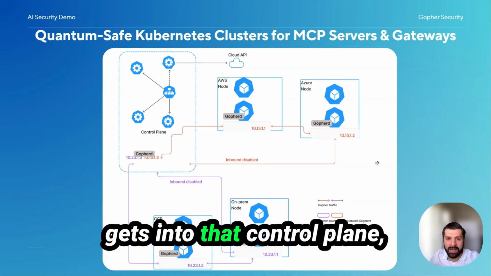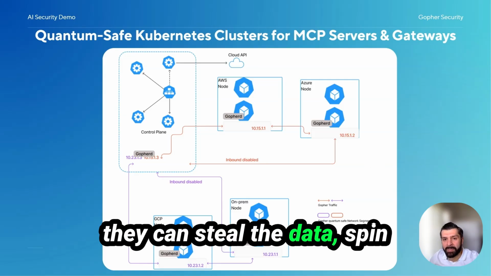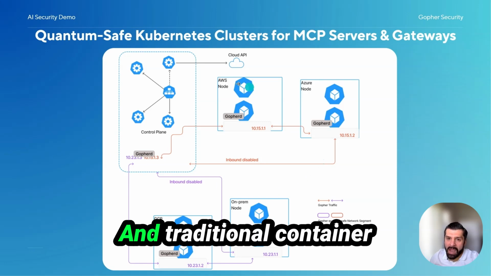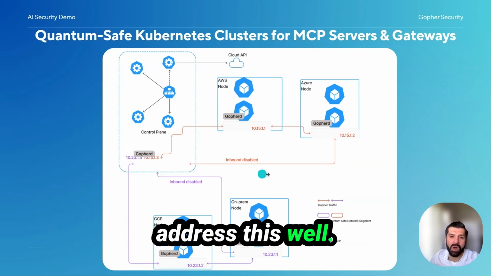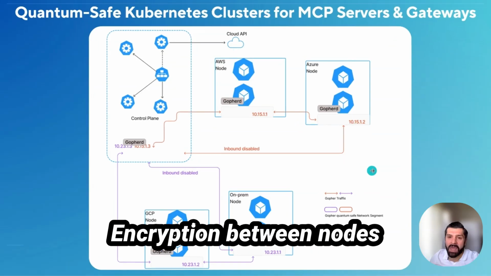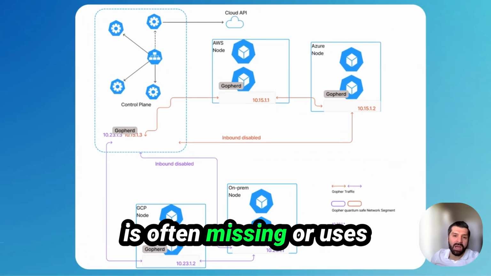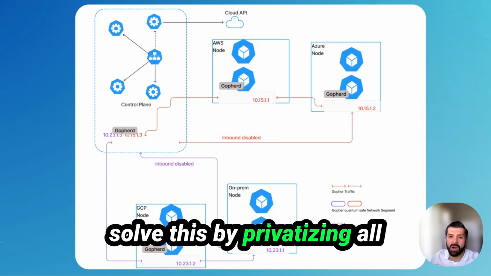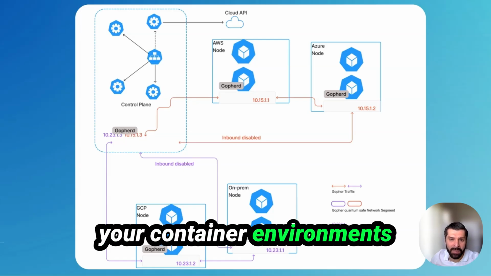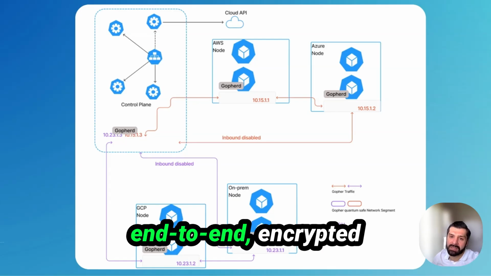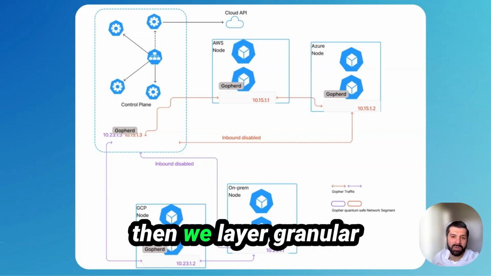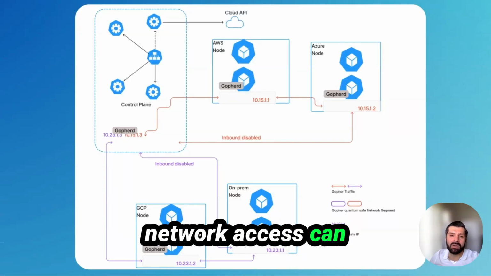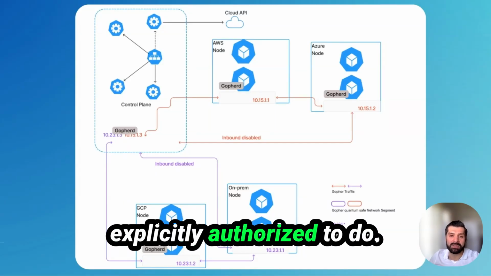So if an attacker gets into that control plane, they can steal the data, spin up malicious containers, and move laterally across your entire AI infrastructure, and traditional container security doesn't address this well. Network policies are underutilized, and encryption between nodes is often missing, or uses algorithms that quantum computers will break. We solve this by privatizing all control traffic between your container environments using quantum-resistant end-to-end encrypted peer-to-peer tunnels. And then we layer granular policy control on top. Even the people with network access can only do what they're explicitly authorized to do.